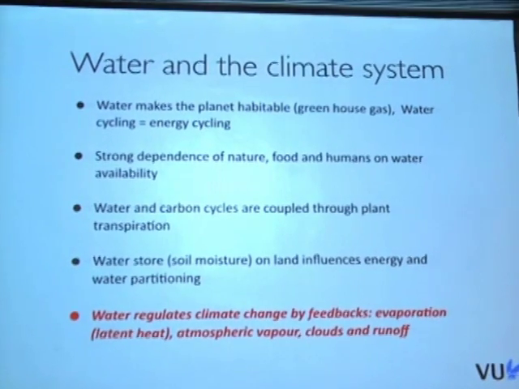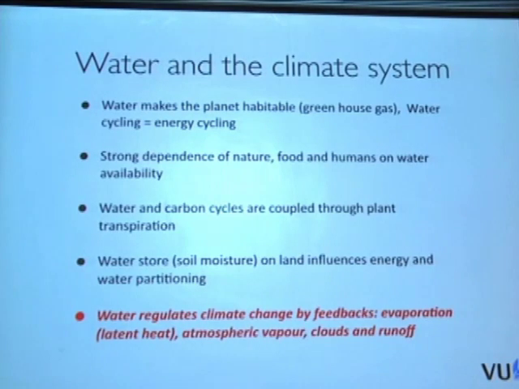So, water and the climate system, a few things about water. It's due to water that we have a habitable planet. We're very strongly dependent on this for our food supply, but also for our nature and other issues. From a scientific perspective, it's the water and the carbon cycle that are coupled. The amount of carbon that is released from or taken up by vegetation is very strongly dependent on water as well. At the land surface, soil moisture is critical in regulating the fluxes of energy into latent and sensible heat. So if you sum that all up, water regulates to a large extent climate change by feedbacks of evaporation, atmospheric water vapor, the way clouds are building up, and subsequent runoff.